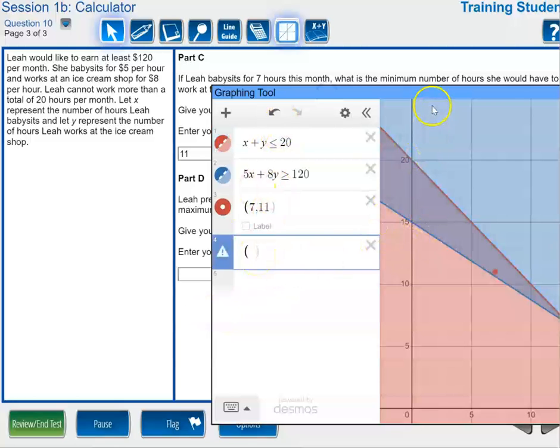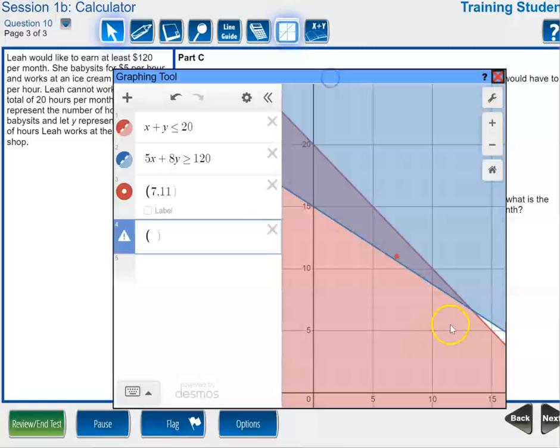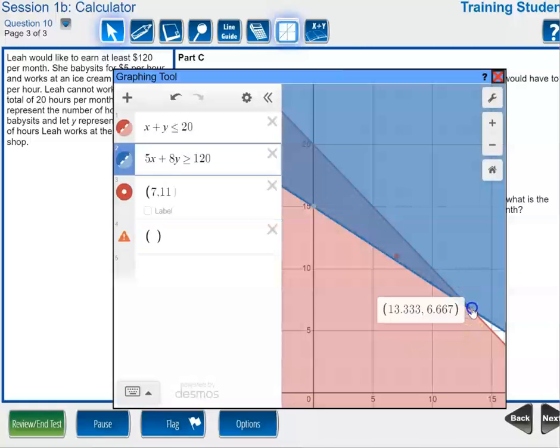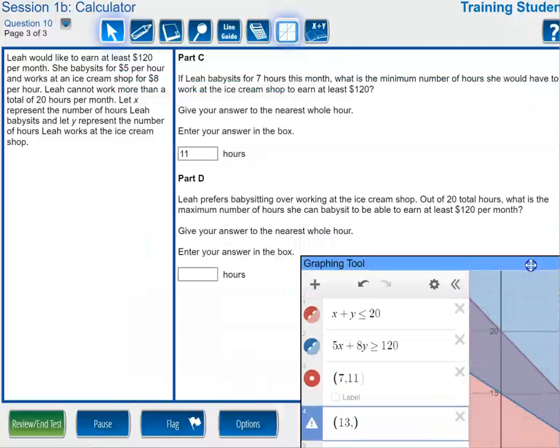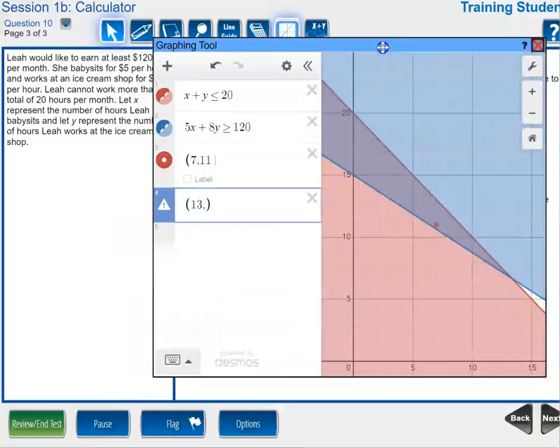Looks to me like her maximum babysitting would be the farthest she can go to the right. So right in here it says 13.3. Well, the directions don't let us use 13.3. So if we do 13, out of the 20 hours, what's the maximum she can babysit? So if she does 13, that would mean 7 hours are left over out of the 20.